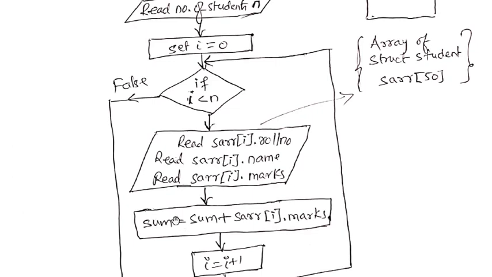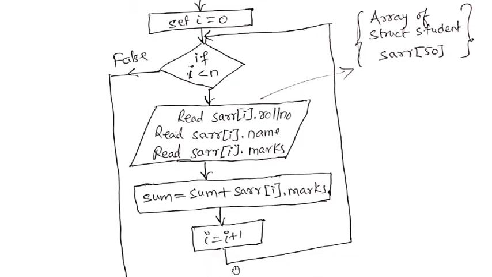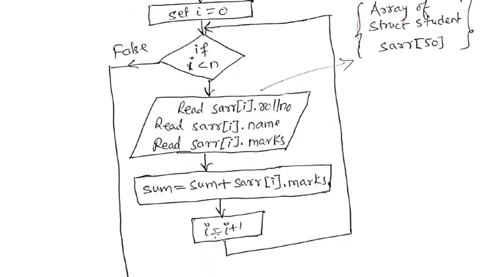We are going to calculate the sum, and after that we increment the I value. I is equal to I plus 1, and we loop back and check whether I is less than n, meaning whether we have read all the students. If it is 10, this number will go up till 9. So I less than 10: we are going to read all the 10 students from 0 to 9.